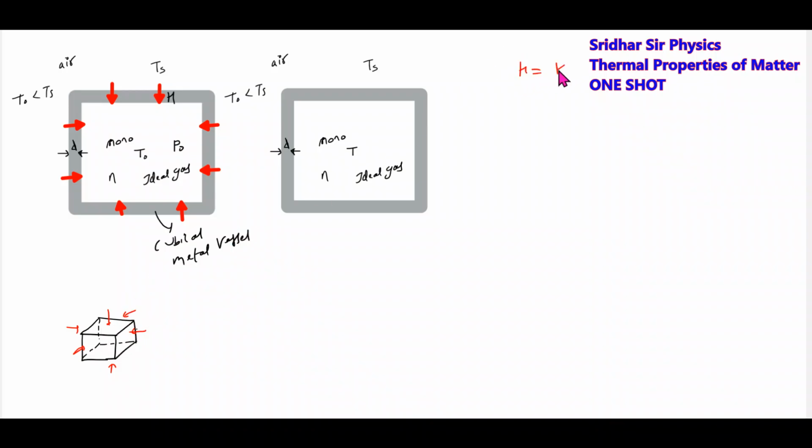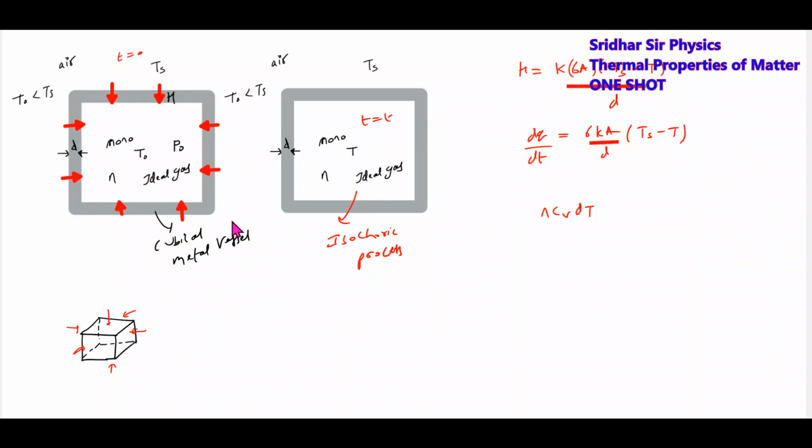Then this heat flow should be equal to K 6A, temperature of surrounding minus temperature of gas at any time T, divided by thickness d. Why 6A? Through all 6 faces the heat will enter. This should be equal to dq by dt. So 6KA by d into (Ts minus T), dq equals n Cv dt. Why n Cv dt? It will undergo an isochoric process. Thermal conduction mixed with a thermodynamic process. I am just bringing one problem. dq equals n Cv dt. This is dt. This will become 6KA by d times (Ts minus T).